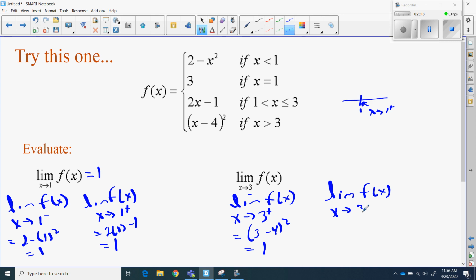So now I'm going to check 3 from the left. That implies that x is ever so slightly less than 3. If x was ever so slightly less than 3, we're in this piece of the function. 2 times 3 minus 1, 6 minus 1, 5. Notice they're different. That would imply this limit does not exist. All right, so that's how you evaluate limits when you're dealing with piecewise functions. So the whole idea of checking from the left side and the right side becomes very, very important.